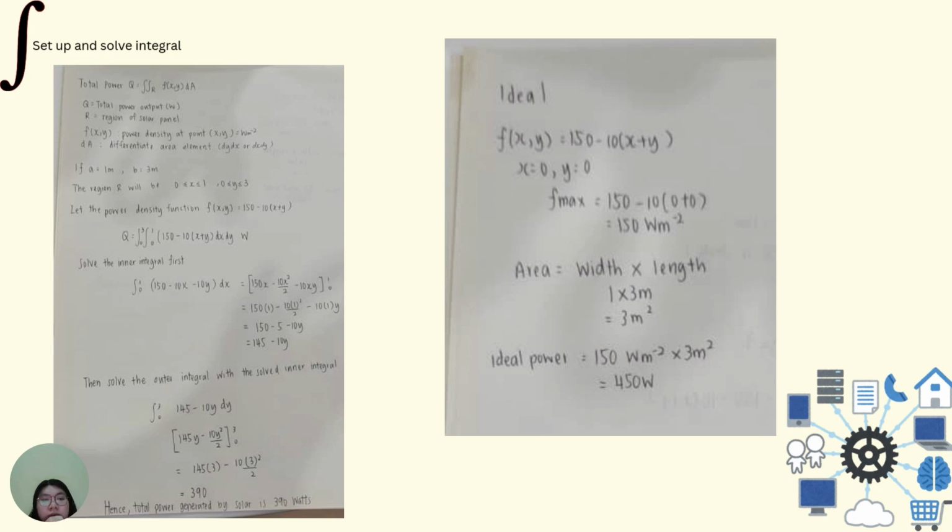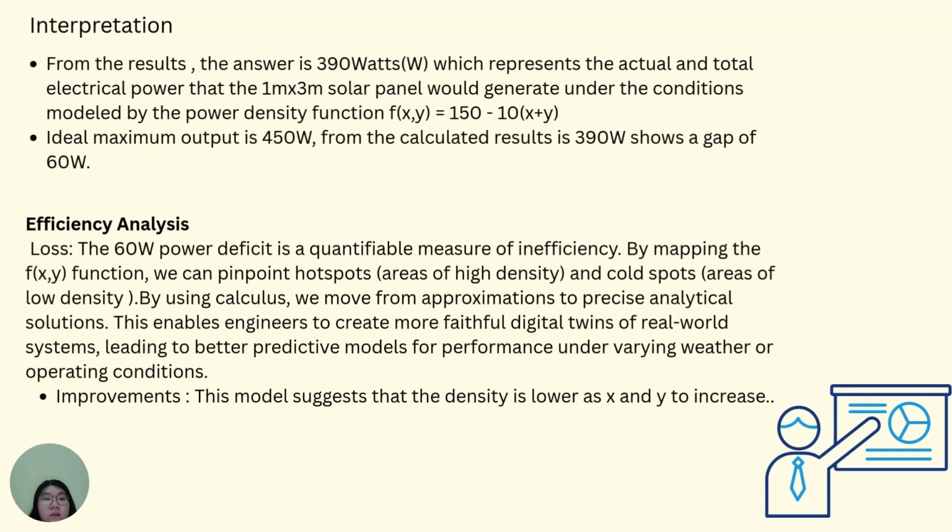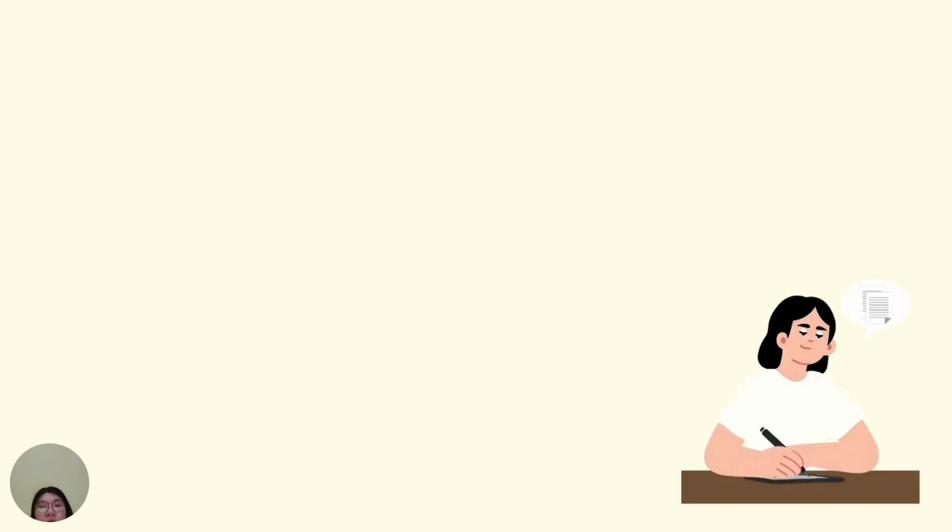Since the ideal I found is 450 watts, the loss is a total of 60 watts of power deficit, which is a quantifiable measure of the inefficiency. By mapping the f(x,y) function, we can know which areas are at a higher density and which are at a lower density. By using these calculations, we move from approximations to a precise analytical solution. This enables engineers or users to create more faithful digital twins of real-world systems, leading to better predictive models for performance under varying situations. The improvement is that this model can suggest that the density is lower as x and y increase.